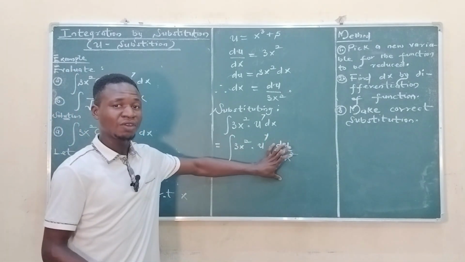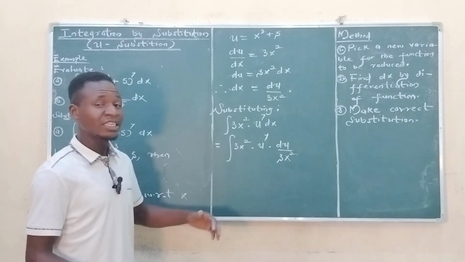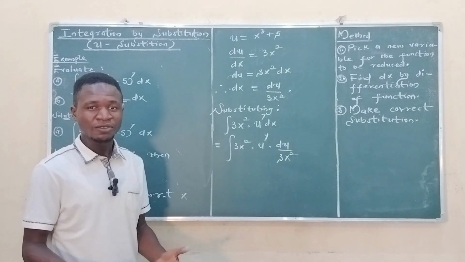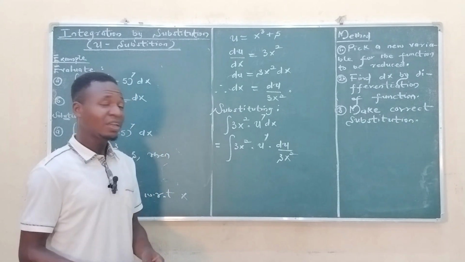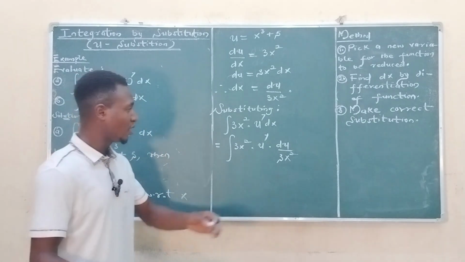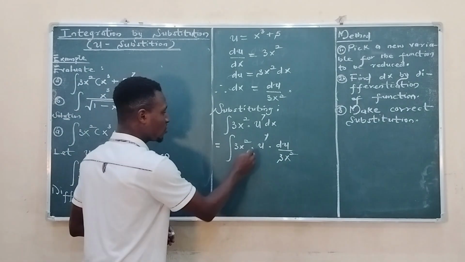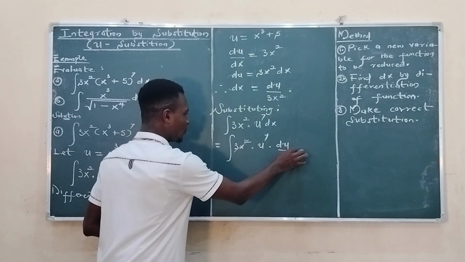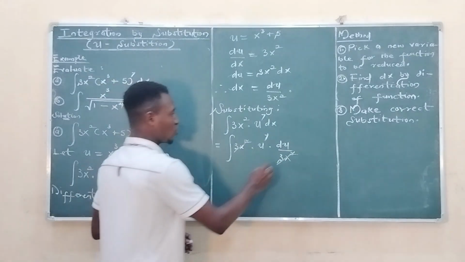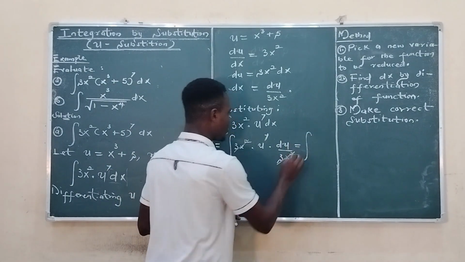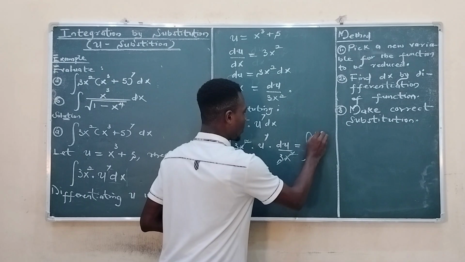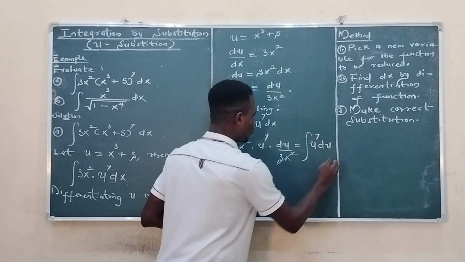du over 3x squared is another term. What are they doing? They are multiplying each other. So since they are multiplying each other, we can simply cancel out the common terms here. This is a numerator over a denominator, so 3x squared cancels out 3x squared, so that we have this to be equal to the integral of u raised to the power of 7 du.